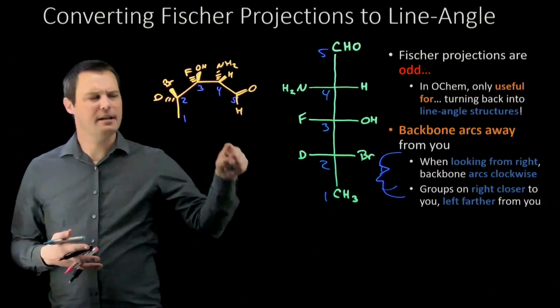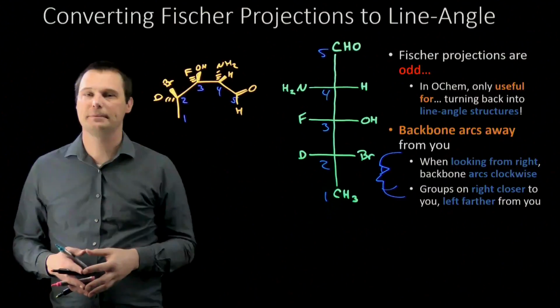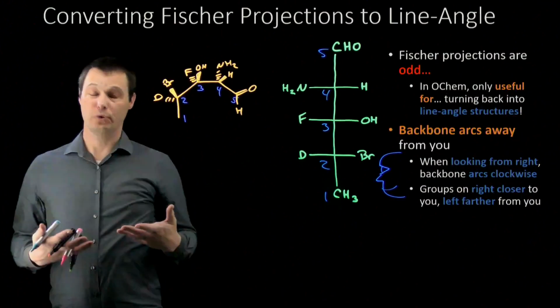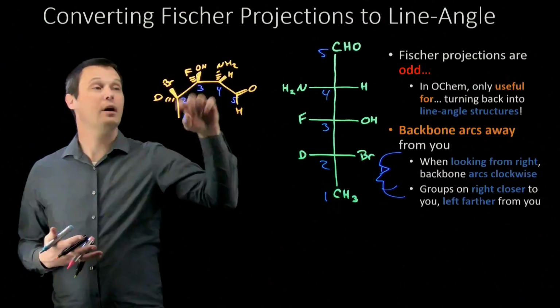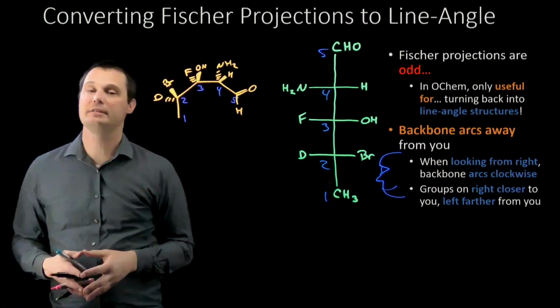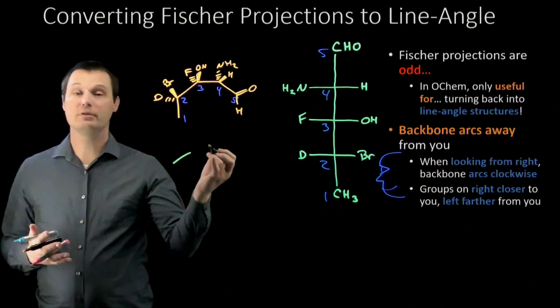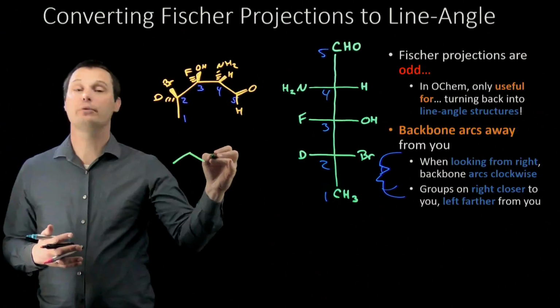But sometimes it's nice to see it in that regular zigzag line angle structure. I wouldn't recommend going straight from the Fischer to the zigzag line angle structure. You can, I just wouldn't do it. I would go to the arced backbone line angle structure and then to the zigzag backbone line angle structure. The first thing we're going to need is that zigzag backbone. This is going to involve some manipulating the molecule through bond rotations.